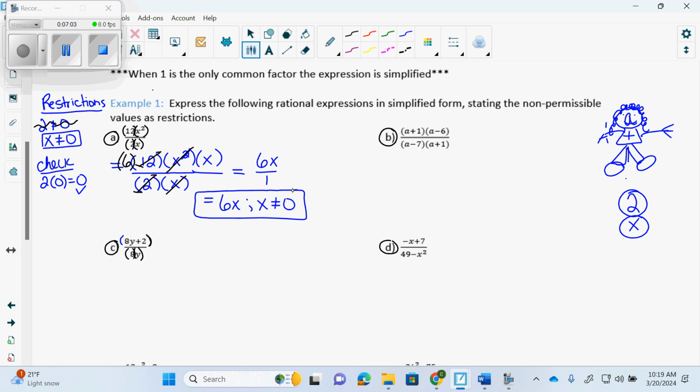Do you think they'll have the answer stated with restrictions after you cancel for an oopsie? Like they'll just say 6x and not have a restriction? There's no restrictions. Yes, they'll do that. You have to state restrictions before you cancel. Okay, I'm going to look here and I'm going to state my restrictions first.